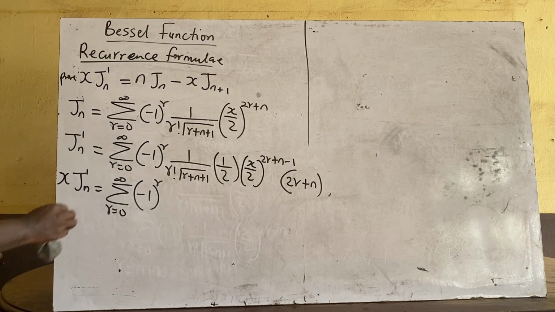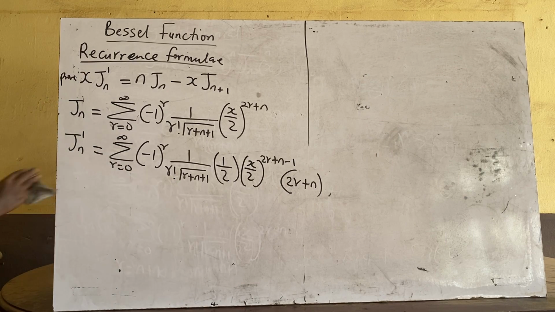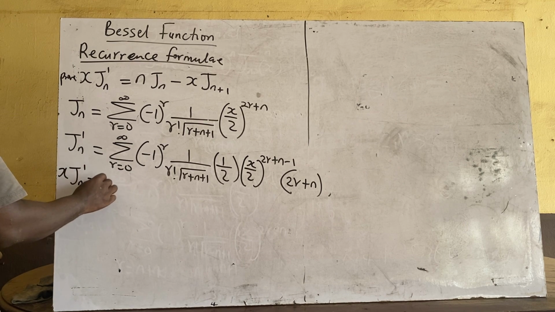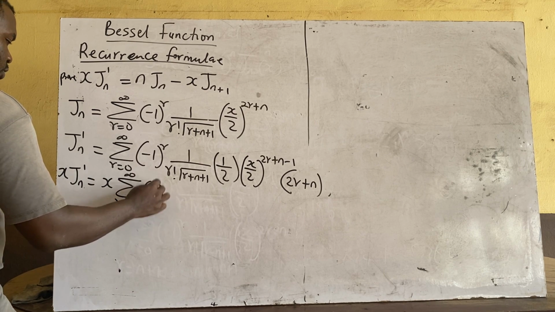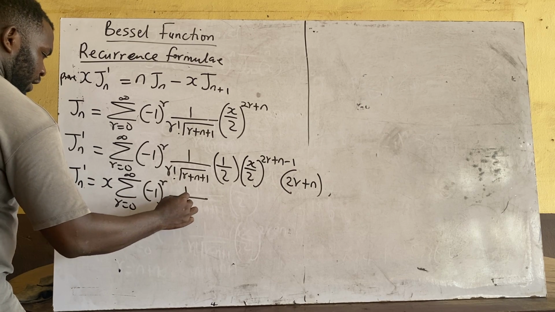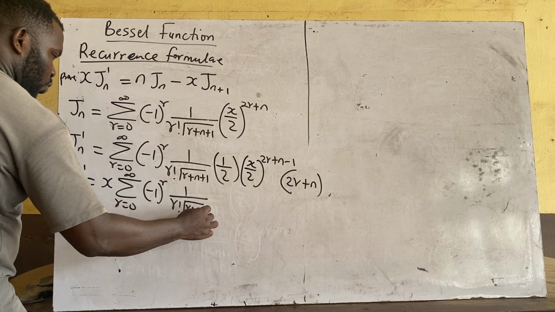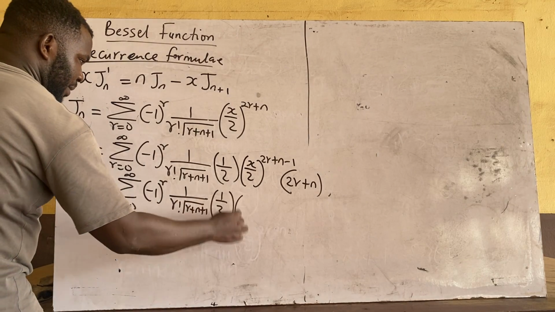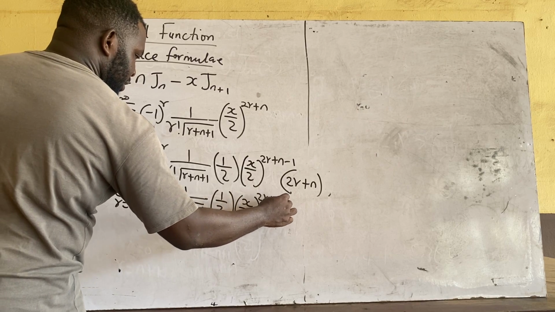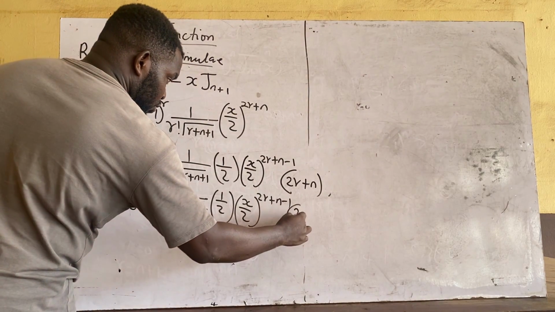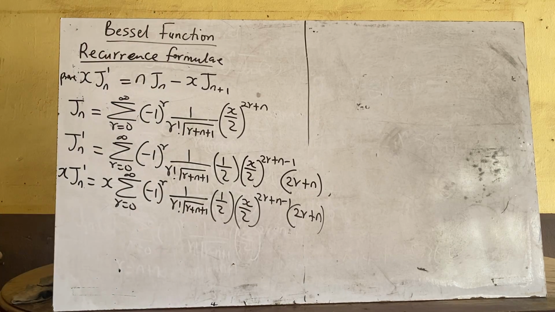So now, having this, we can separate them, then multiply by x, or multiply by x and separate them. Any one you like. Okay, let's multiply by x first. x J_n prime will now be x, the summation of r, starting from 0 to infinity, of minus 1 raised to power r, 1 over r factorial, the gamma function of r plus n plus 1, into 1 over 2, then into x over 2 raised to power 2r plus n minus 1, then into 2r plus n.